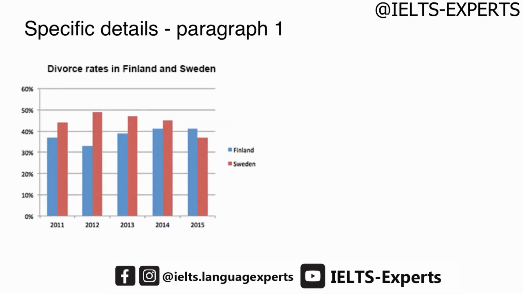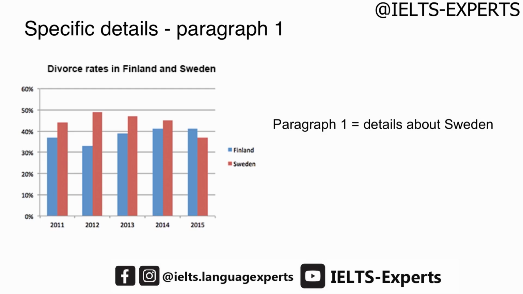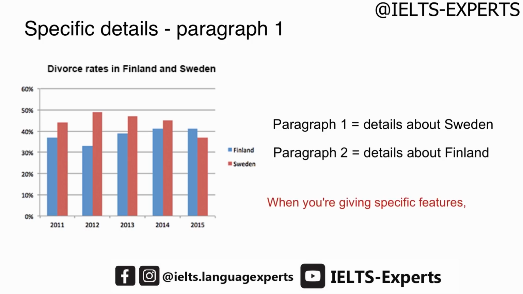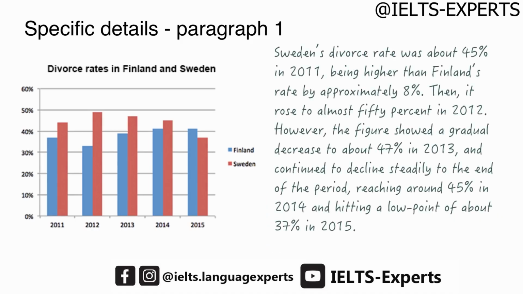Let's look at how I grouped the specific details. We have 2 countries, so the simplest way of grouping our data is to describe each country's trend in a separate paragraph. So, in paragraph 1, we will describe the details about Sweden, and in paragraph 2, we will describe the details about Finland. When you are given specific features, you have to write numbers and percentages and include as much details as you can. And here's how I organized the paragraph with Sweden's specific details.